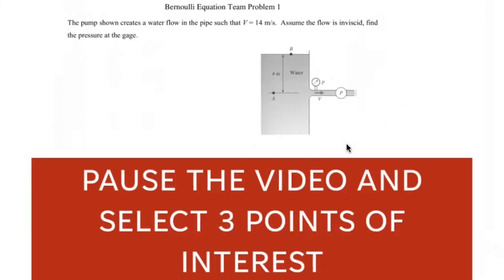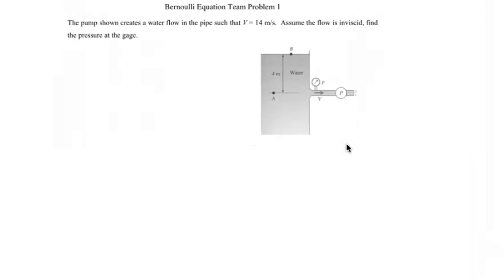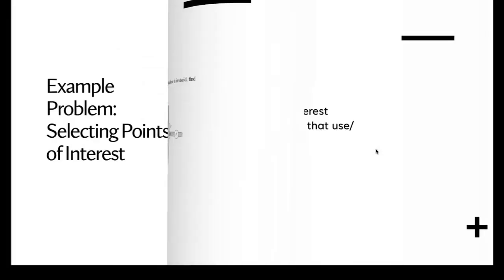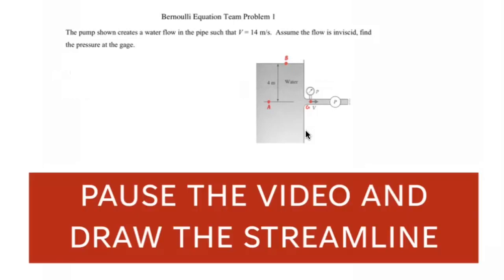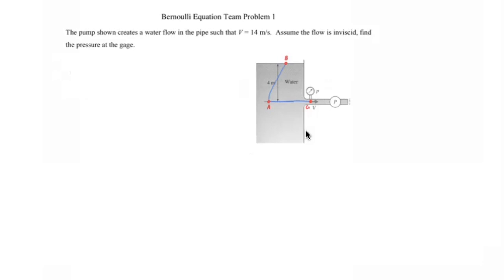For this example problem, let's try selecting points of interest. Pause the video and try to select 3 points of interest. The points that I've chosen are points A, B, and G. Next up, you want to choose a streamline. When you're creating a streamline, you want to connect all of your points of interest without passing through a pump or any other energy supplying or absorbing systems. Go ahead and pause the video and try to draw the streamline. I kept it simple and just connected B, A, and G without crossing over that pump.